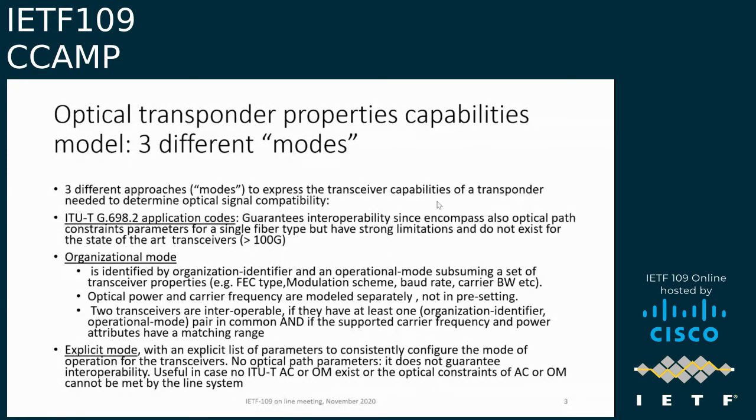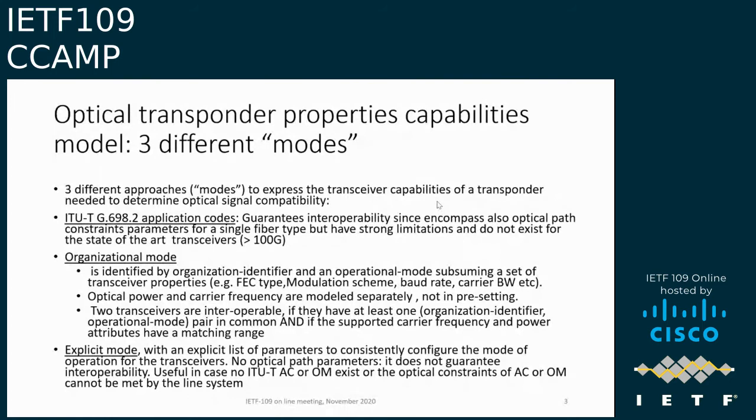And then there are optical power and frequency that are modeled separately, not in the preset with the subsumed parameters mentioned before. Two transceivers are interoperable if they have at least one common pair of organization identifier and operational mode, plus they support a common range of frequency and power.